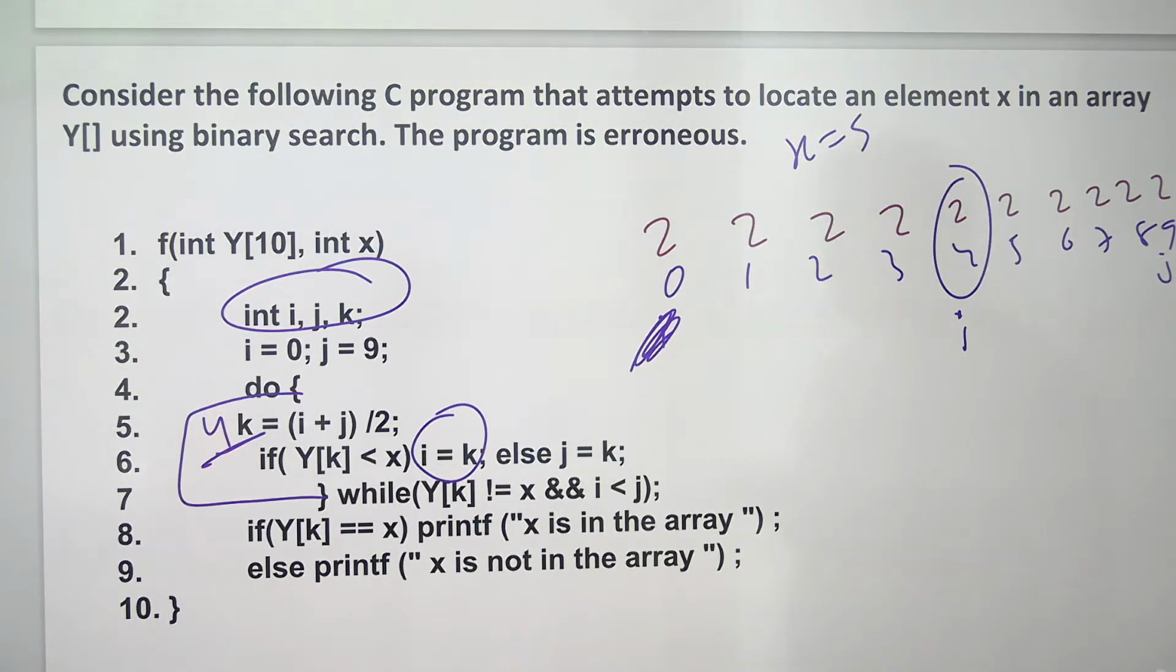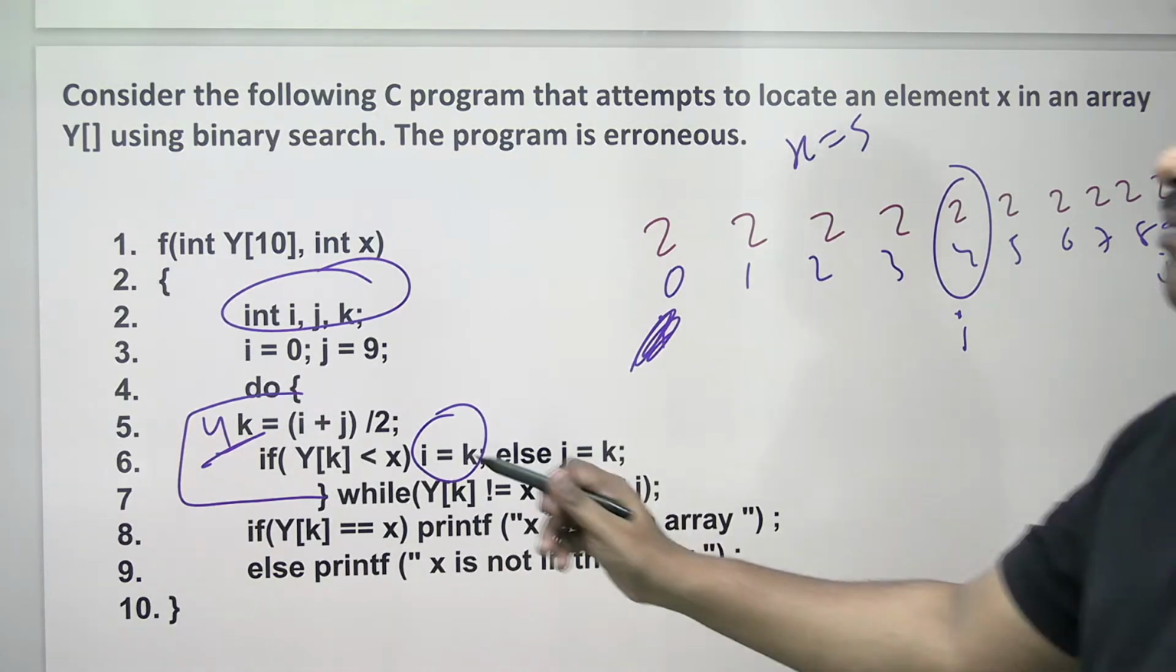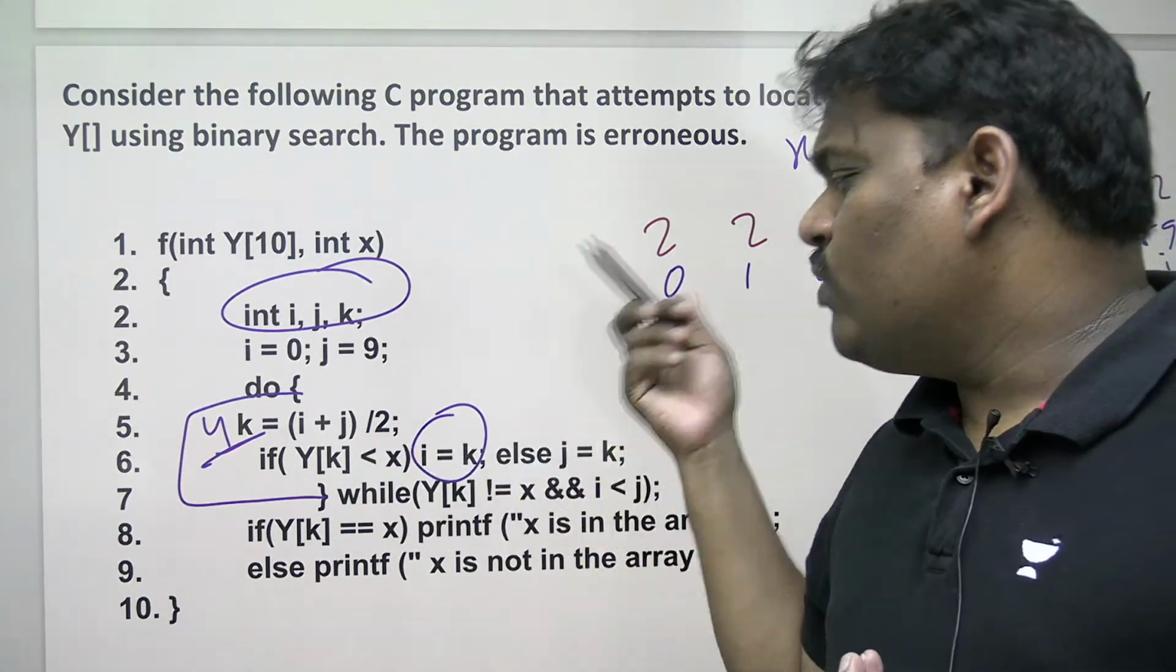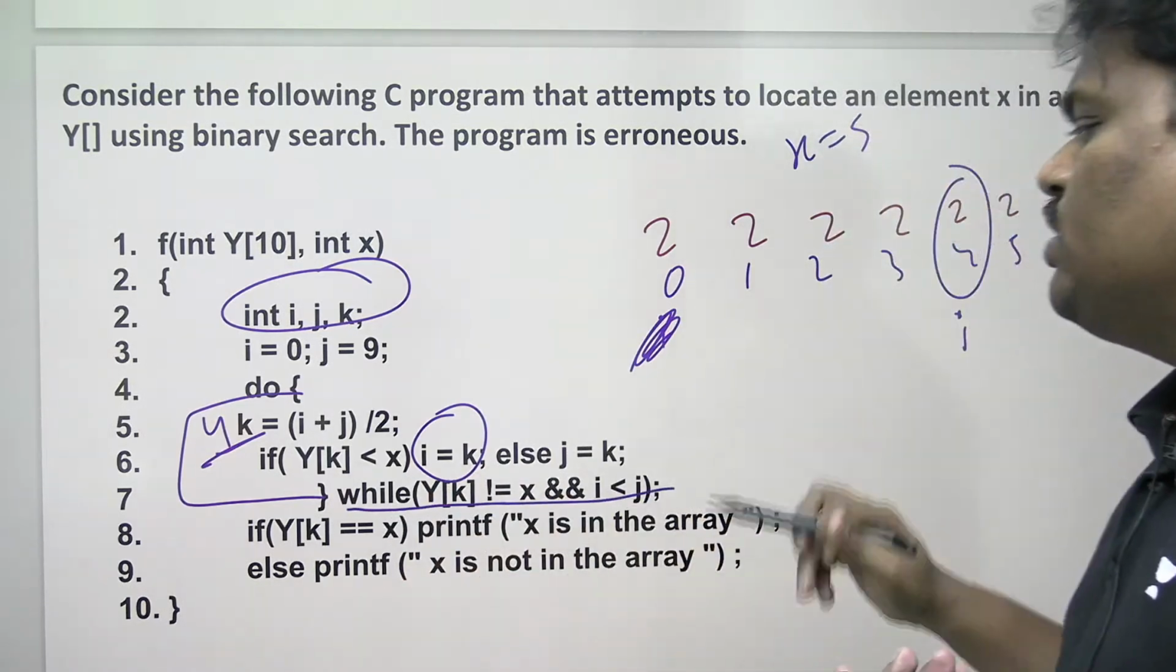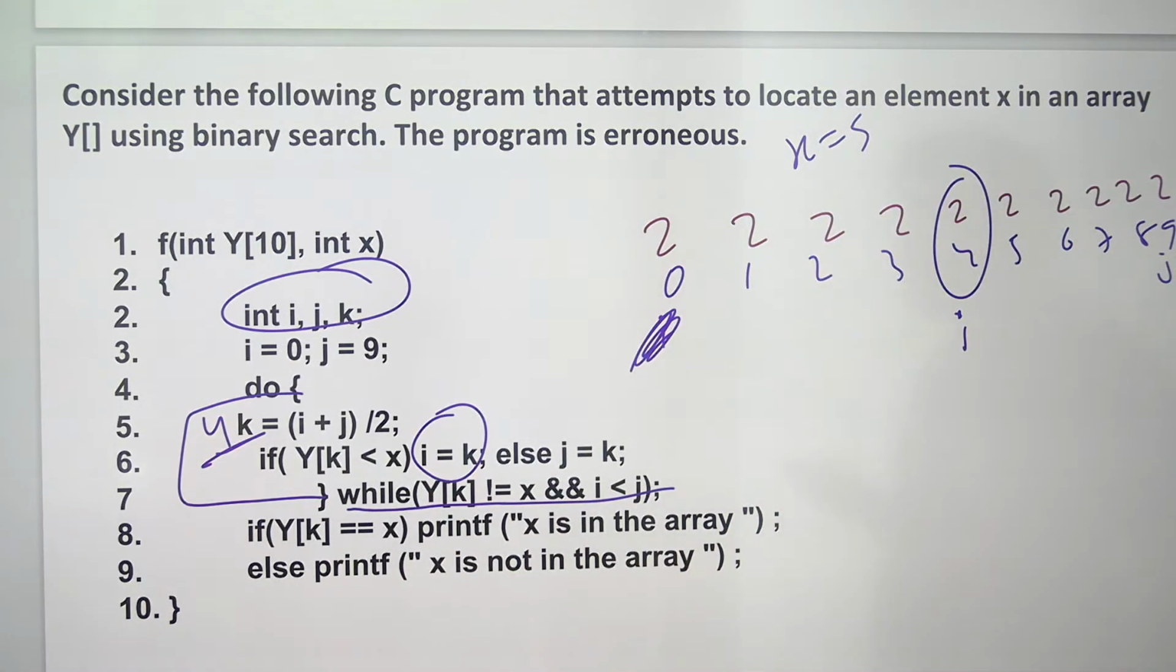It is a do while loop. One time you have done it: if the condition is true, i is equal to k, then you have to check the while. Do while means first do, then go for while. Now check the while. While y of k, y of 4, not equal to x, true, and i less than j. i value is 4, j value is 9. Condition is true. Again go.